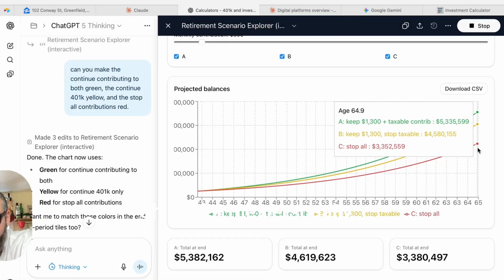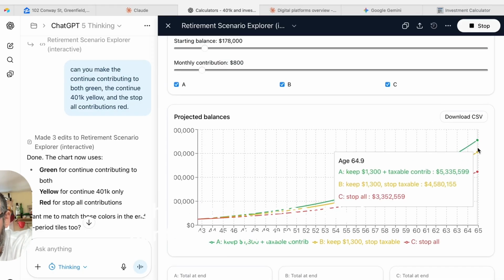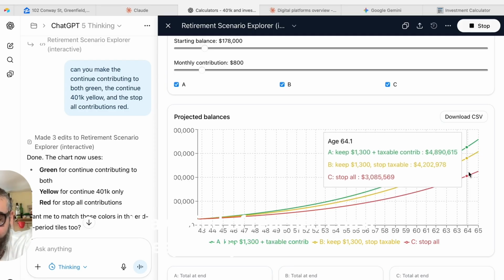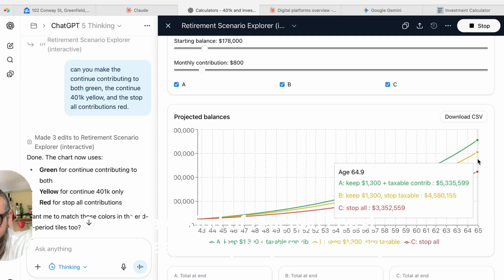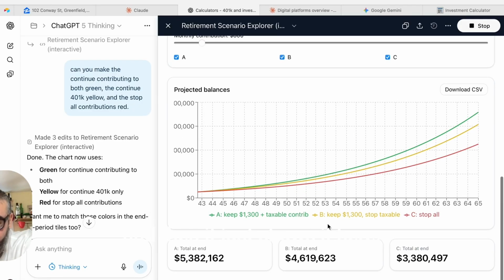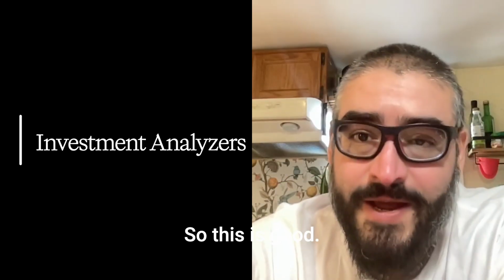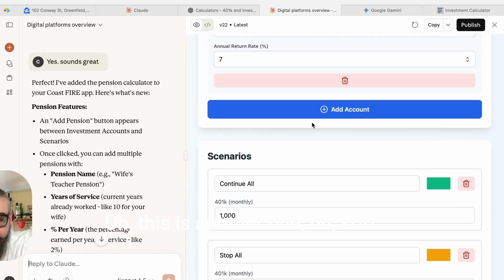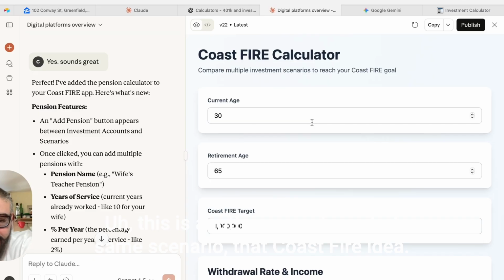So for me personally, I don't have a desire to spend a ton of money as I get older. This is actually perfect. I have kind of reached coast FIRE, especially if I continue to contribute to my retirement. But that then also means that I basically have $800 a month available that I've been putting into that brokerage account to potentially use for something else. And then it just shows it here. So this is good. This is another one, sort of the same scenario, that coast FIRE idea.